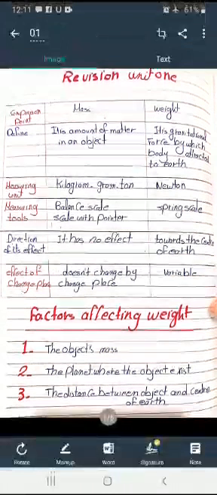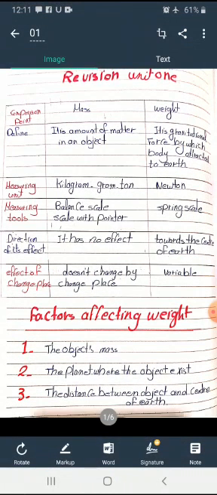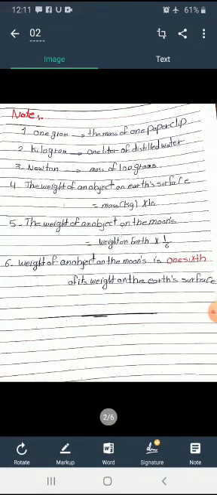Number 3, the distance between object and center of Earth. By increasing the distance between object and center of Earth, the weight decrease and vice versa. And then we want to make revision on some notes.